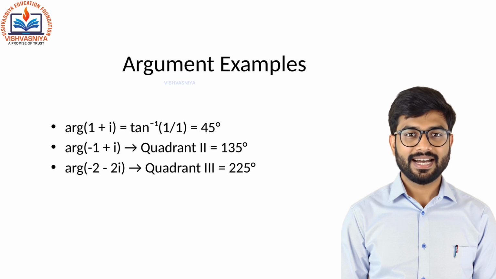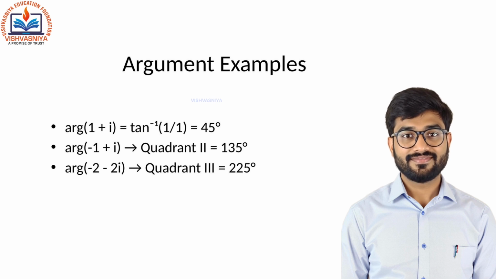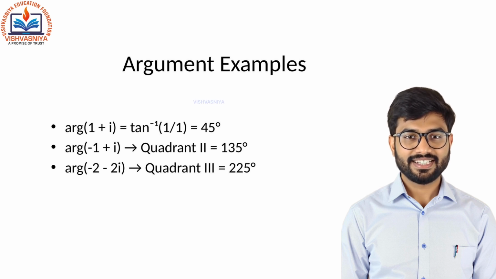2. If z equals minus 1 plus i, then the point is in the second quadrant. Argument equals tan inverse of 1 divided by minus 1, equals minus 45 degrees, but we add 180 degrees for the quadrant, so it becomes 135 degrees. 3. If z equals minus 2i, the point is in the third quadrant. Argument equals tan inverse of minus 2 divided by minus 2, equals tan inverse of 1, equals 45 degrees plus 180 degrees, equals 225 degrees.